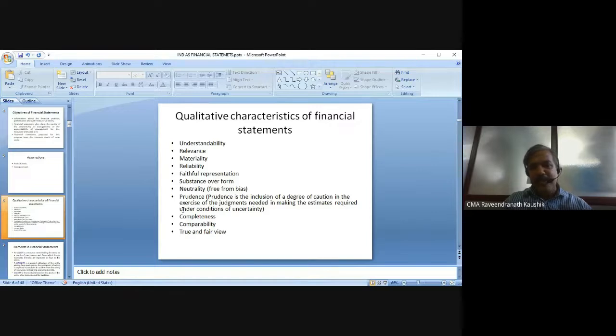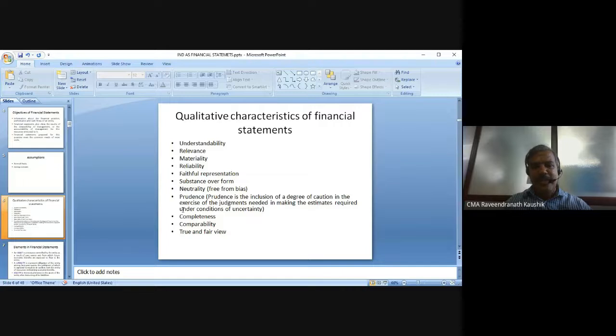So what are the qualitative characteristics of a financial statement? I think most of you know about it. I'll not spend much time on these things. So these are understandability. That means it should be very simple so that it can be understood by all the people. Whatever the figures you are disclosing in your financial statement should have some relevance or importance. That's the second point we are talking about, relevance.